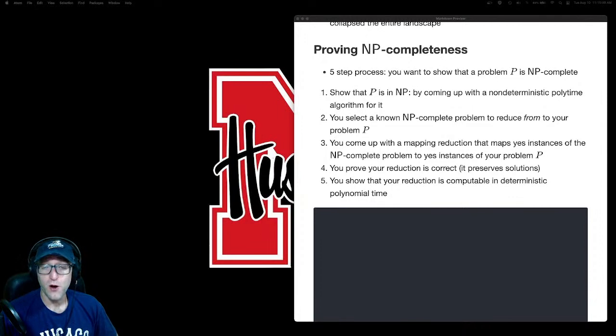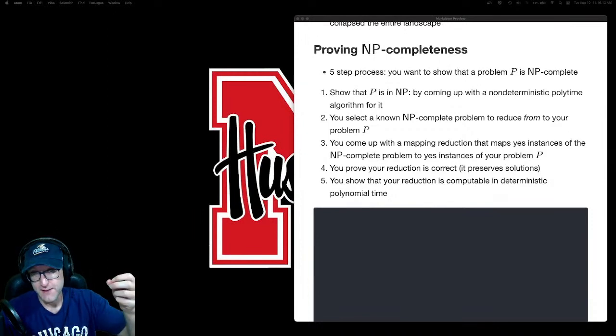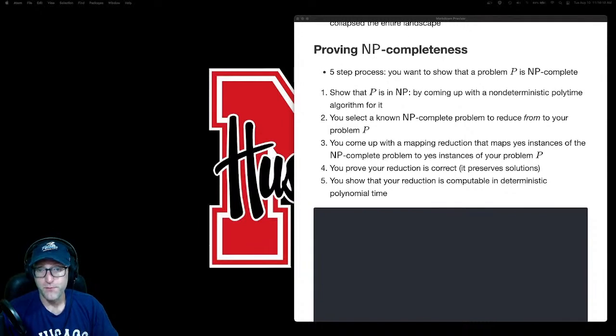You want to show that some problem P, and note here that it is scripted P. That's not polynomial time. That's why I'm using different fonts to denote these things. Suppose that we want to show that a problem P is NP-complete. Well, first of all, you've got to show that it's in your landscape. You've got to show that it's in NP. That's pretty easy by simply coming up with a non-deterministic polynomial time algorithm to solve for it. And again, that's easy. All you have to do is guess a solution, come up with a deterministic polynomial time algorithm to verify the solution, and show that both the guessing phase and the verification phase operate in polynomial time.